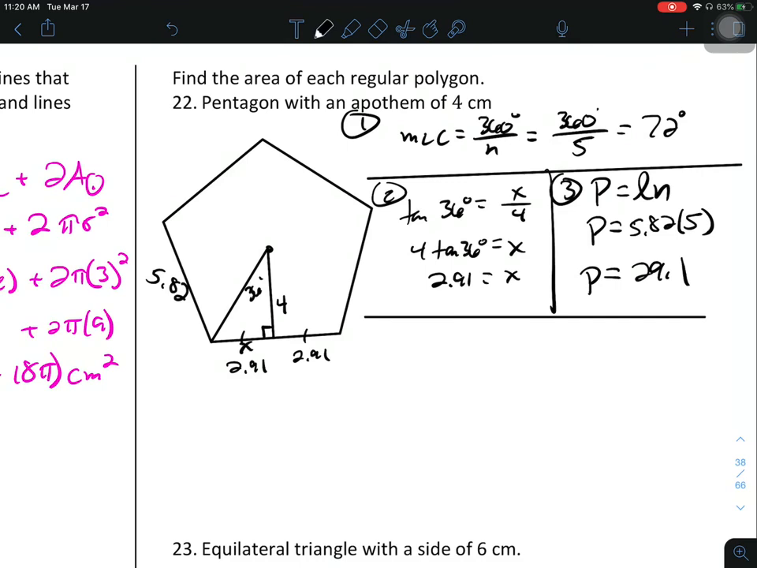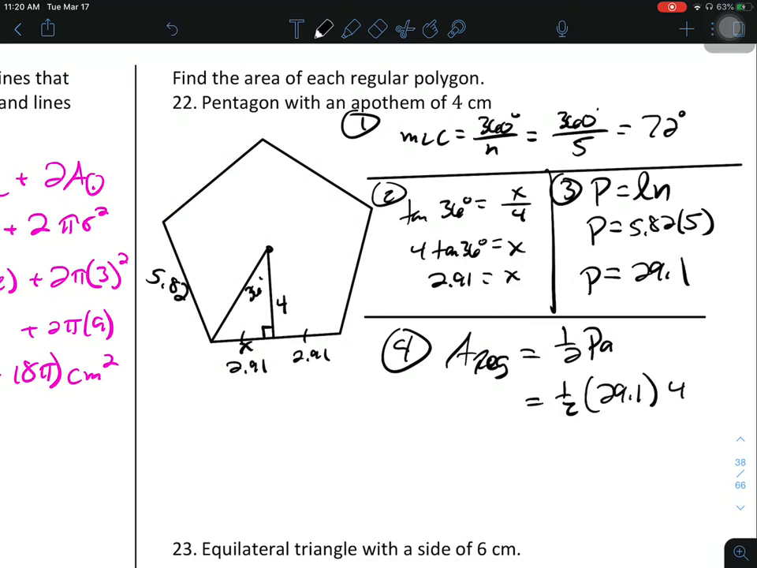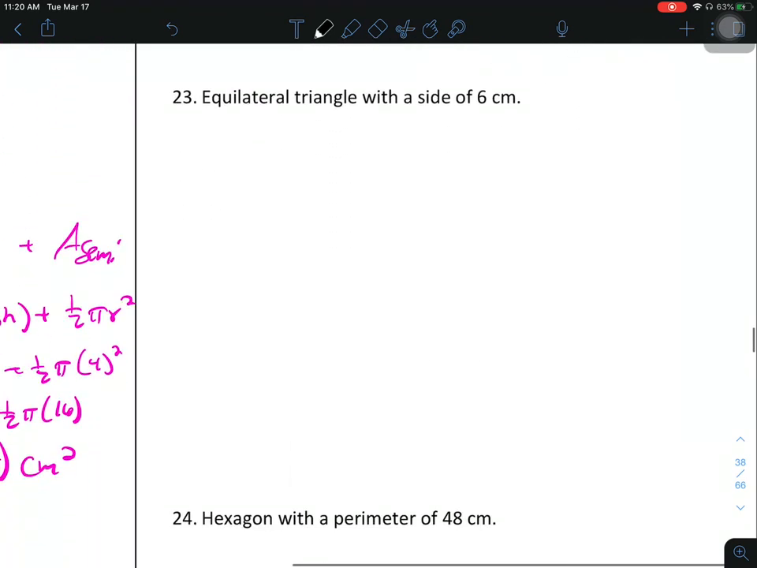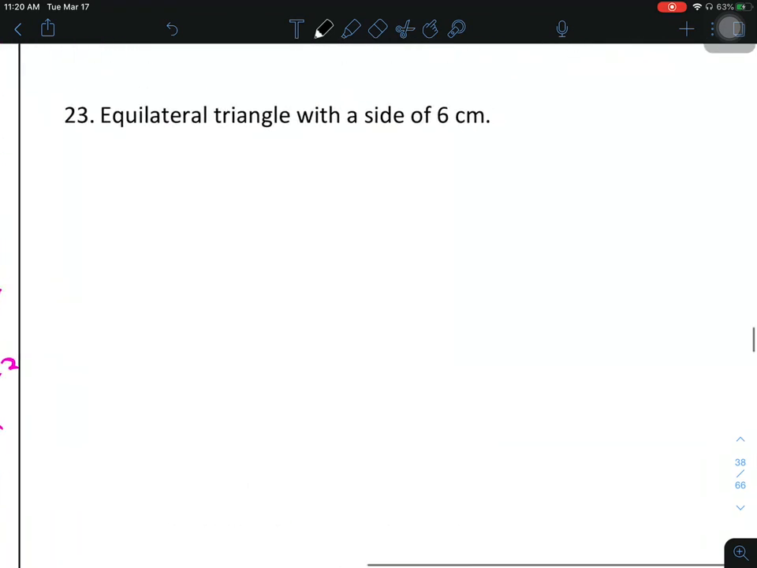29.1. And then finally, to find the area of a regular figure, it's half the perimeter times the apothem. Perimeter we said was 29.1. The apothem is 4. That's going to give us 58.2 square centimeters. That problem was exhausting. Number 23, equilateral triangle with sides of length 6.